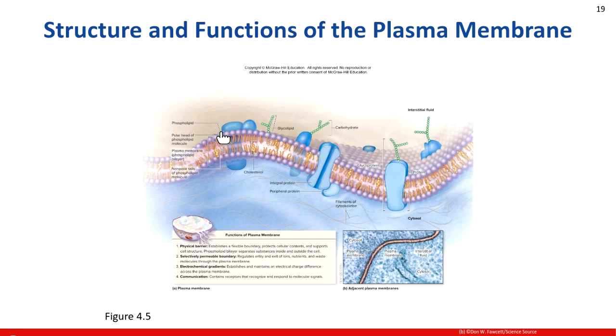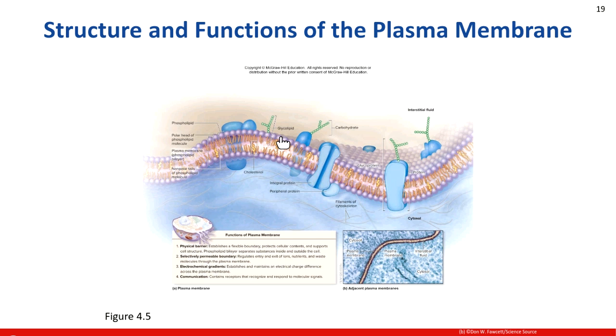All right, so you can see here is our phospholipid bilayer. You have one layer of phospholipids. The head is facing out. This is the extracellular space, or the interstitial fluid area. That's outside the cell. This is inside the cell. So what we did is we took two layers of phospholipids and we put them back to back.